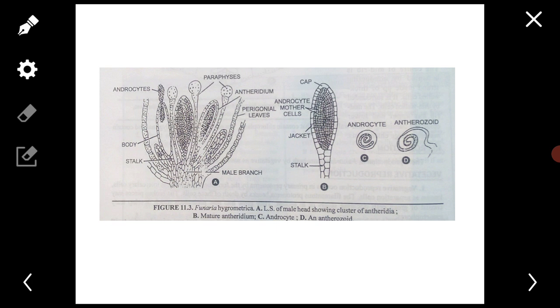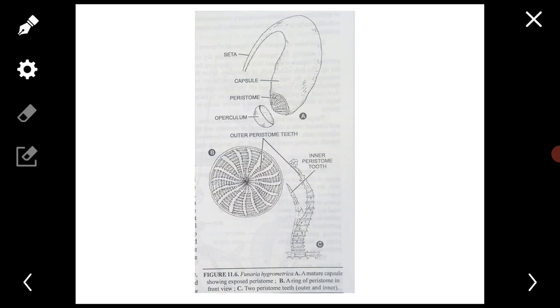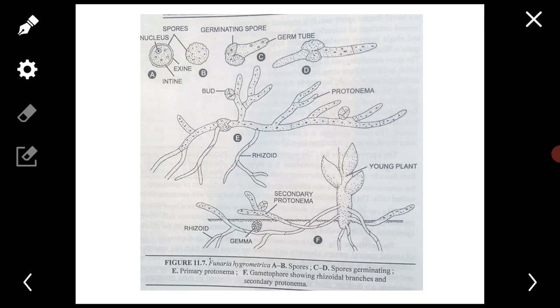The reproduction in Funaria plants occurs both by vegetative as well as sexual methods. In case of vegetative reproduction, it occurs in the primary protonema. Students, you see here the structure of the primary protonema, by the formation of colorless intercalary cells.